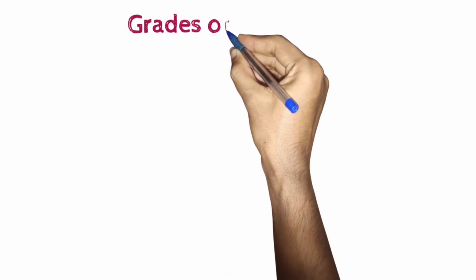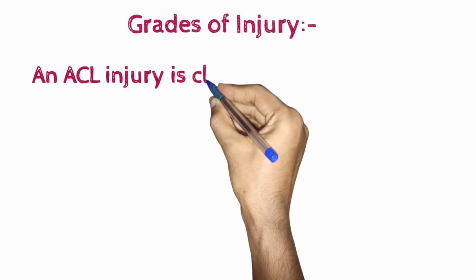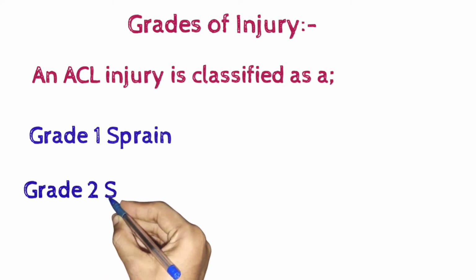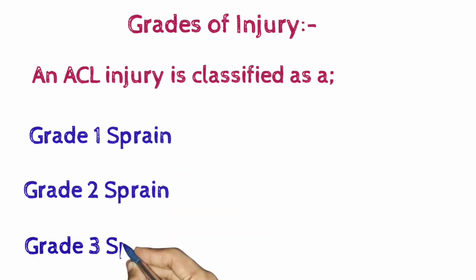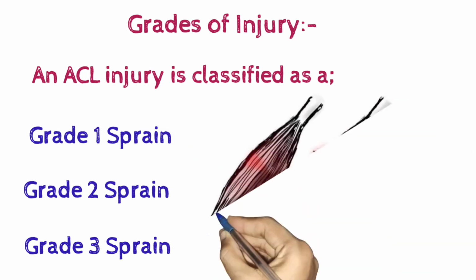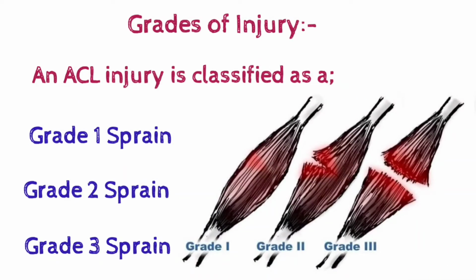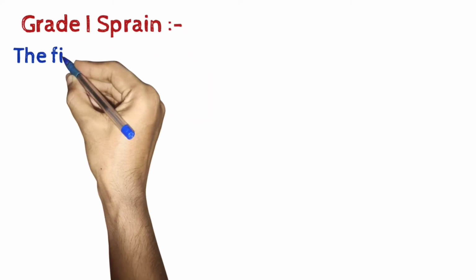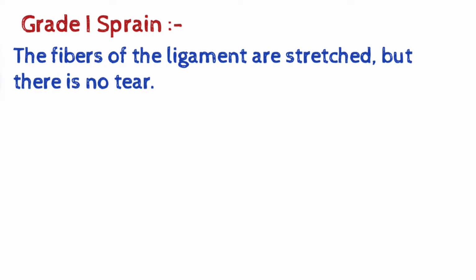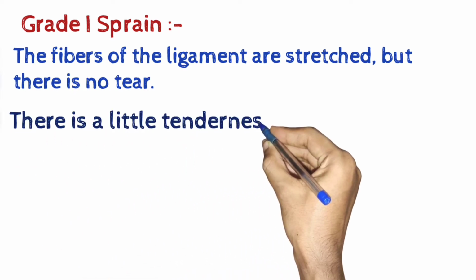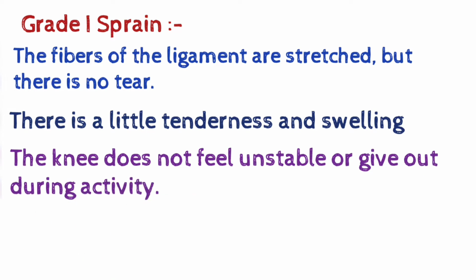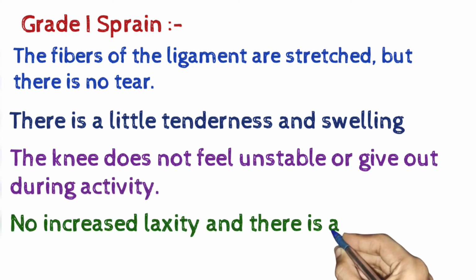Grades of injury. An ACL injury is classified as Grade 1, 2, or 3 sprain. Grade 1 sprain. The fibers of the ligament are stretched, but there is no tear. There is a little tenderness and swelling. The knee does not feel unstable or give out during activity. No increased laxity and there is a firm end feel.